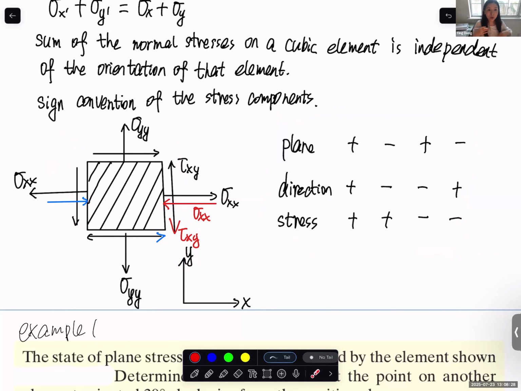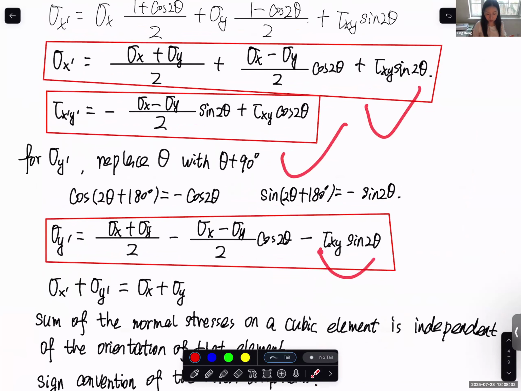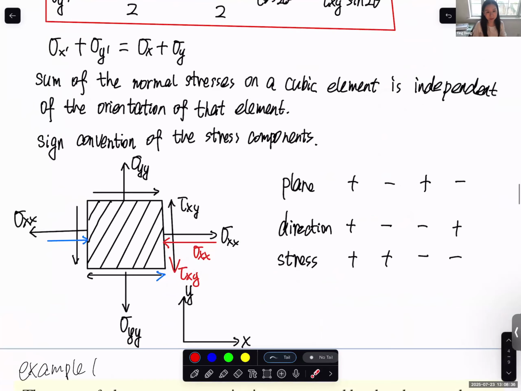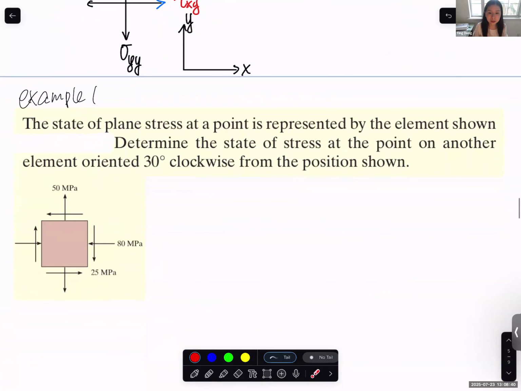Okay, so now we are clear about these 3 equations. We are clear about the sign convention. Let's check the example problem. Let's see how to put these numbers into our equation to calculate the new stress state on the inclined plane, or after rotation.